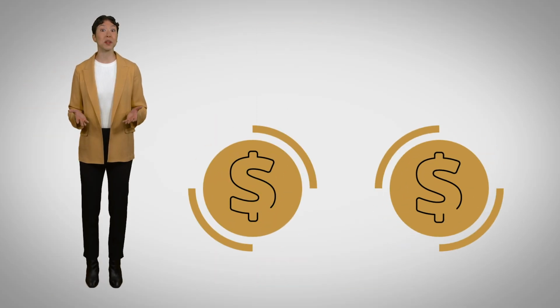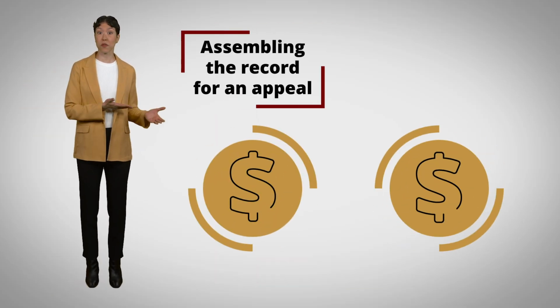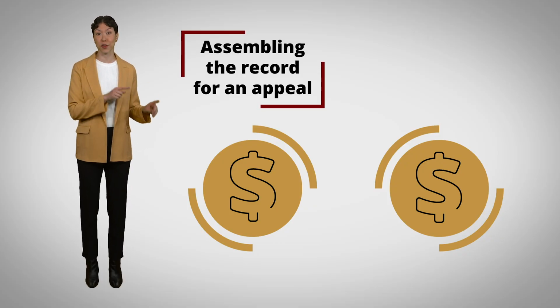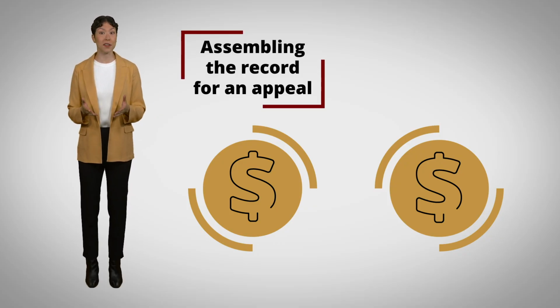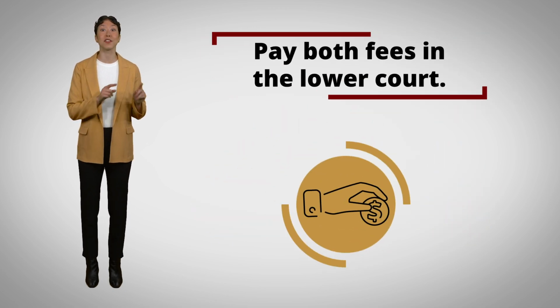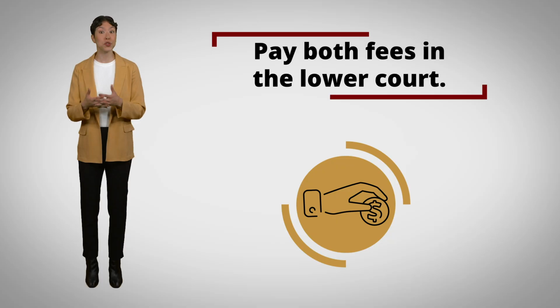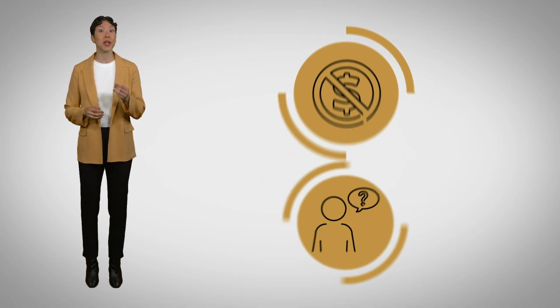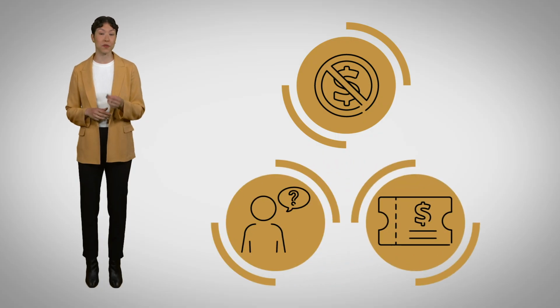Both costs are usually paid upfront. The first covers the cost of assembling the record for an appeal. That fee goes to the lower court. The second cost is a filing fee charged by the higher court. Pay both fees in the lower court. If you choose to appeal your case and believe you cannot afford to pay the cost of filing, you can ask the court to waive these fees.